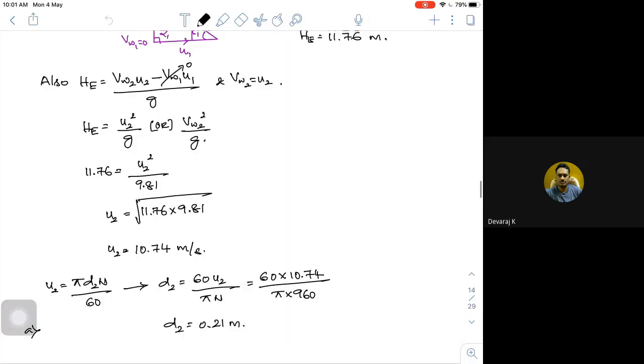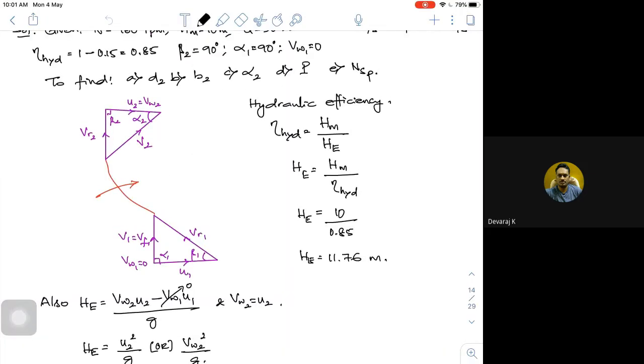So what is it actually? What is my tan alpha 2? If I take tan alpha 2, it will be your opposite, which is VR2. See here, VR2 is equal to VF2, or it's also equal to VF divided by your U2. So tan alpha 2 is equal to your VR2 or VF2 divided by U2 or VW2.